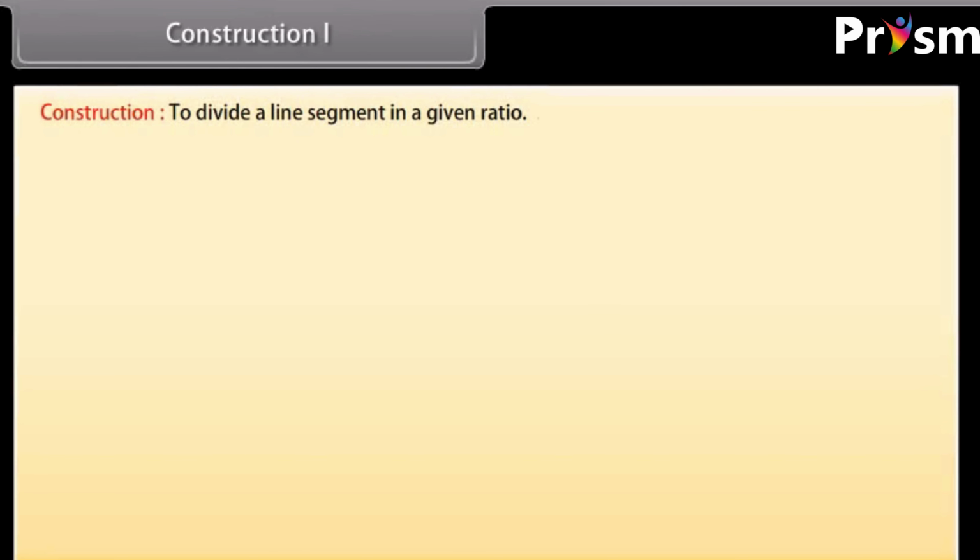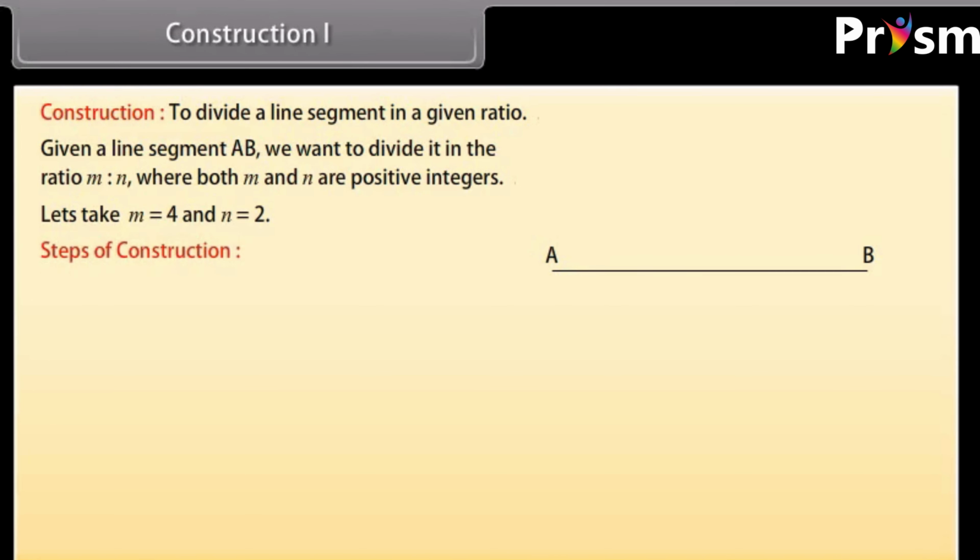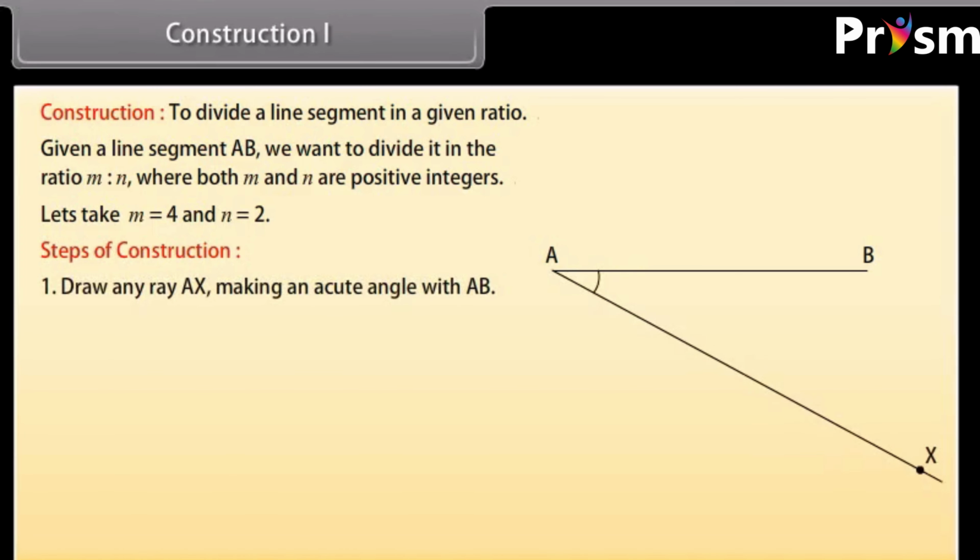Construction 1. To divide a line segment in a given ratio. Given a line segment AB, we want to divide it in the ratio m:n, where both m and n are positive integers. Let's take m as 4 and n as 2. Steps of construction. Draw any ray AX, making an acute angle with AB.